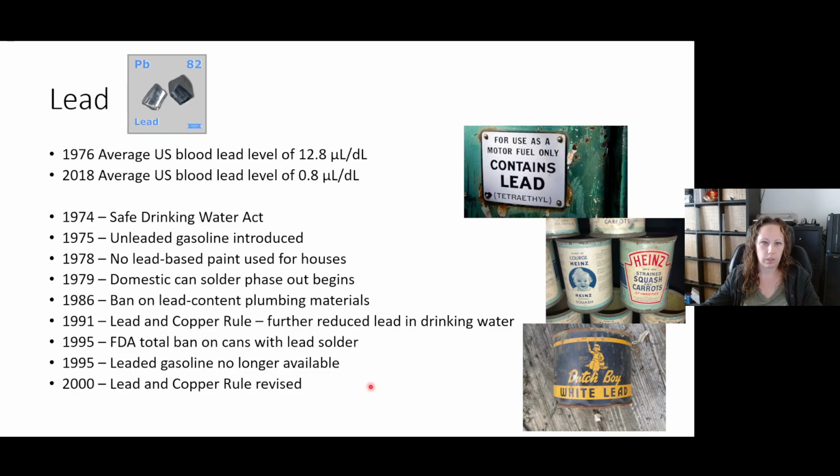And in 2000, there was a further revision of the lead and copper rule, which reduced lead even further in the water supply. There's more to this, including some things that happened in the late 2000s, but this is the biggest stuff that had an impact on lead getting into people's bodies.